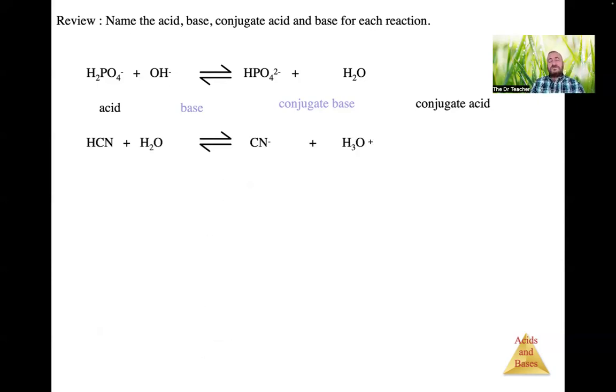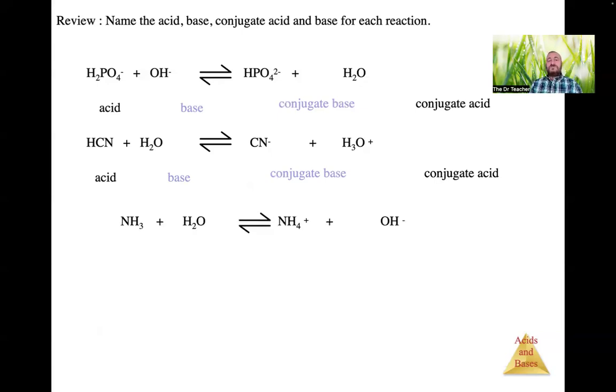I come to this one, HCN. What is it? Hydrogen cyanide, with H2O. So now there is an H here, HCN is an acid. So you have an acid, and you end up with the water. The water will be the base. And then you end up with the conjugate base CN minus. And H3O plus, this is hydronium. This is a conjugate acid.